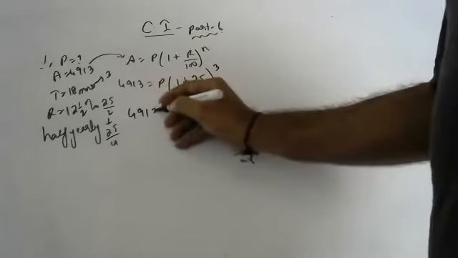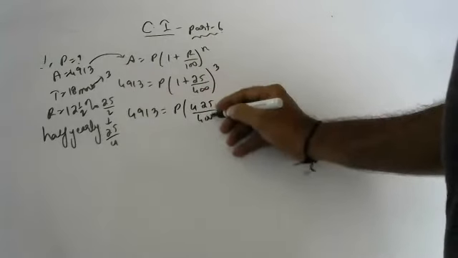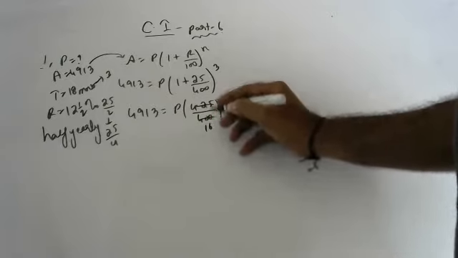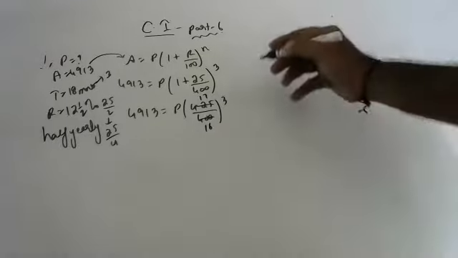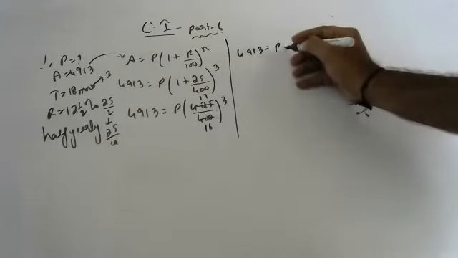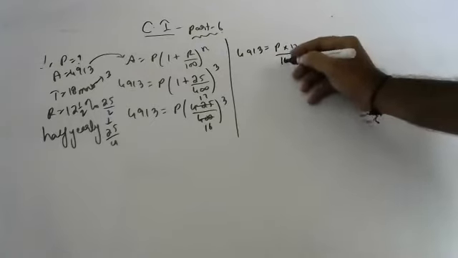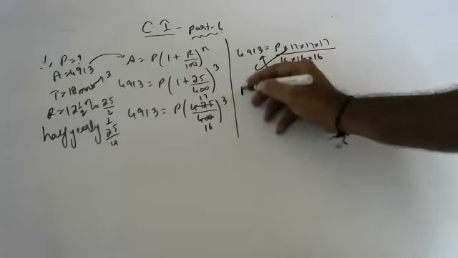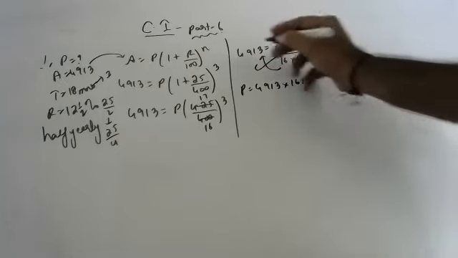So 4913 is equal to P into 425 by 400 cube. 25 16s are 25 17s are. Am I correct? Yes, sir, correct. 4913 is equal to P into 17 by 16 into 17 by 16 into 17 by 16. This 16 cube goes up, and this 17 cube will come down. So 17 cube, I think 17 cube is 4913 only.